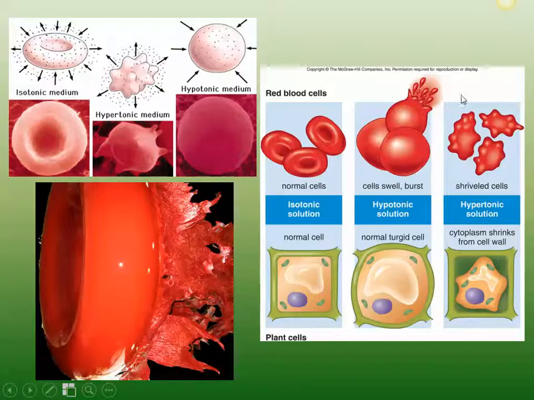Then you have a hypertonic solution. It would be if you placed a red blood cell in salt water. The salt outside would be more concentrated than the inside, so the water would want to leave. And then you have these kind of shriveled up red blood cells. In a plant cell, because the cell wall doesn't really lose its structure, only the inside of the cell will shrink.